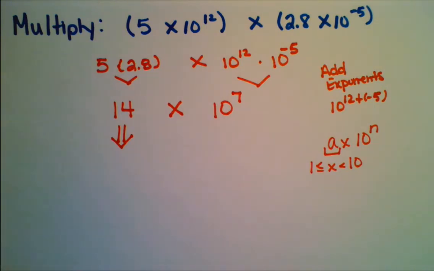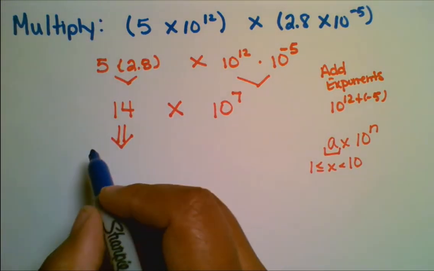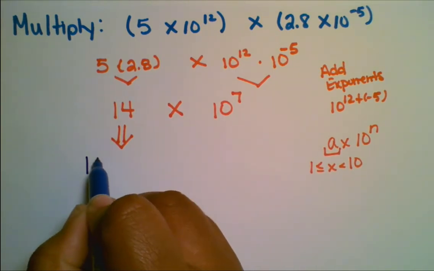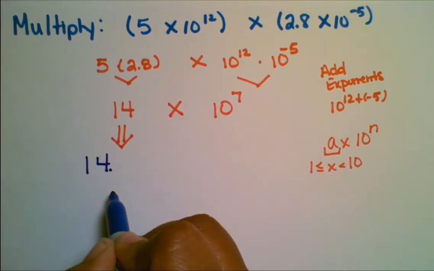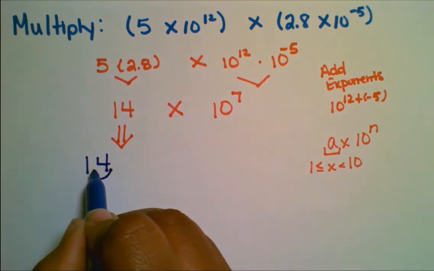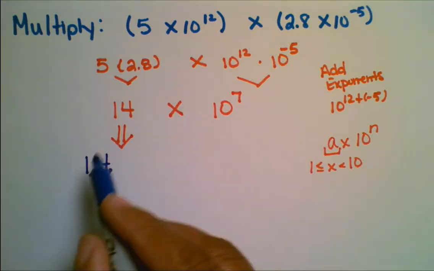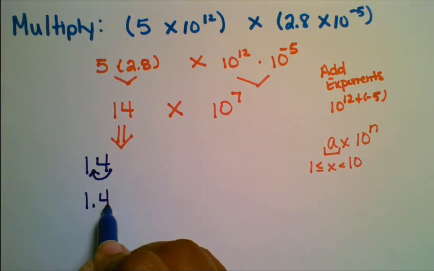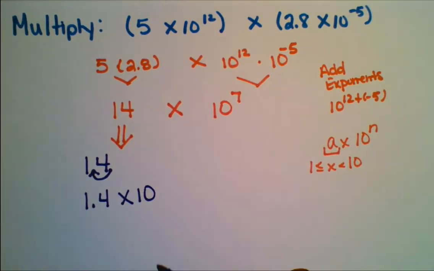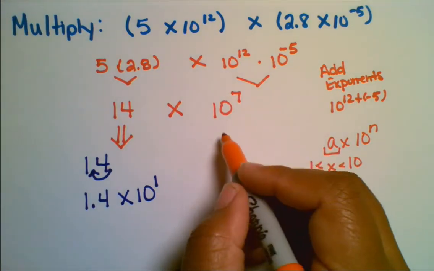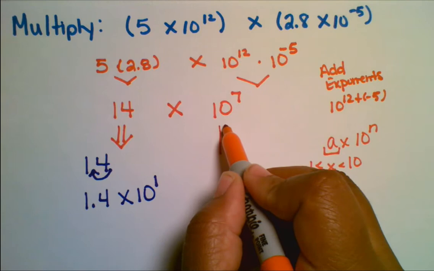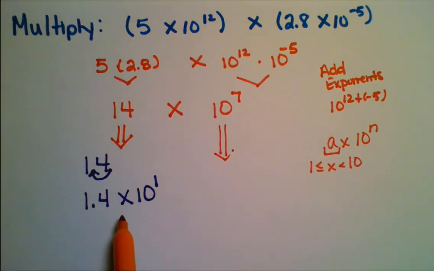So our 14, here's the decimal point right here. After the 4, we're going to move it over one space to the left. So our 14 becomes 1.4 times 10 to the, and we only move once, and it's going to be positive 1 because 14 is a large number that's greater than 10. So this is us converting 14.